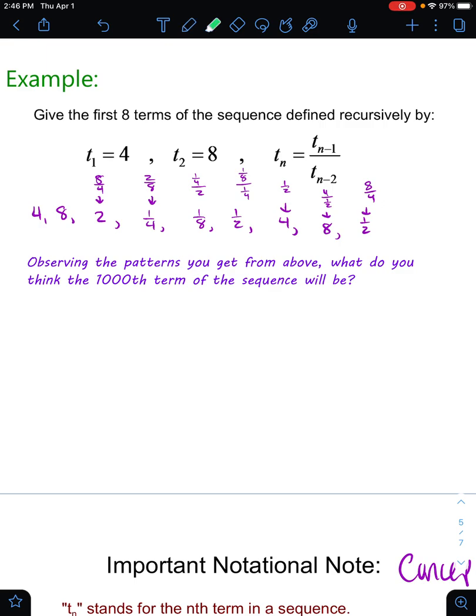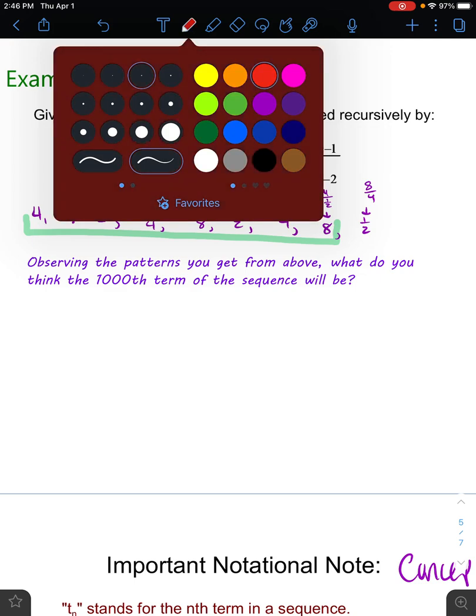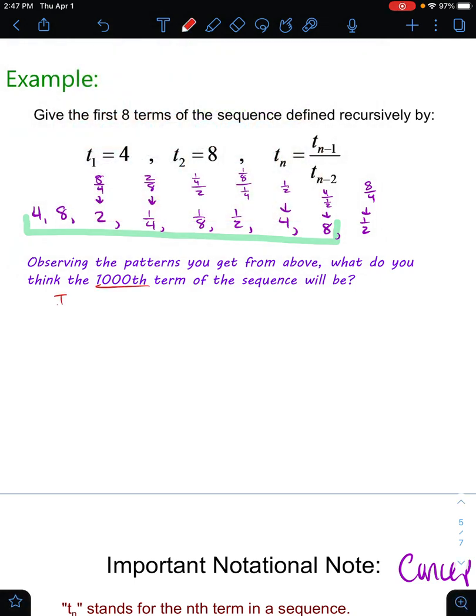So I need a little more than 8. But this is our first 8 terms, I think. 1, 2, 3, 4, 5, 6, 7, 8. Yes. Okay, well, I notice a pattern. It repeats every 6 terms or so. But observing the pattern you get from above, what do you think the 1,000th term of the sequence would be? I really don't want to write this.